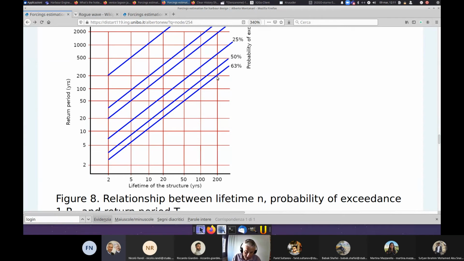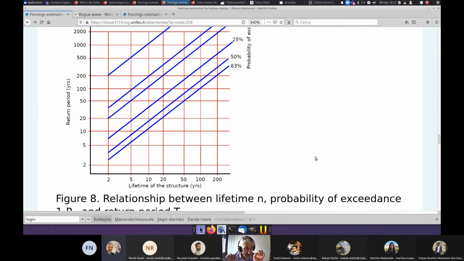So let me state this consideration in a different form. Let's suppose that you want to design a structure with a lifetime of 200 years. Fine. So you may say, I take a return period of 200 years. But then, what is the probability that during your lifetime you get such a design wave height? It's 63%, which I think is extremely relevant.